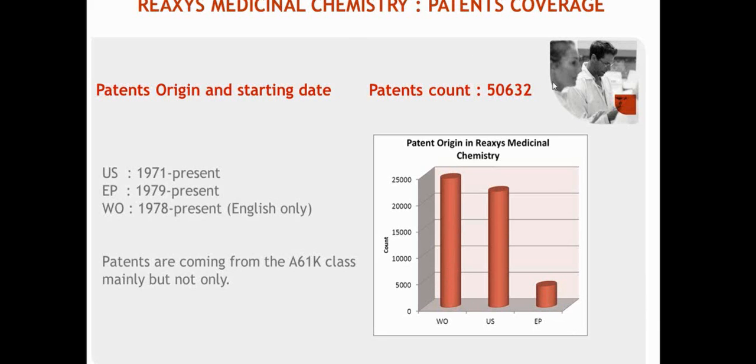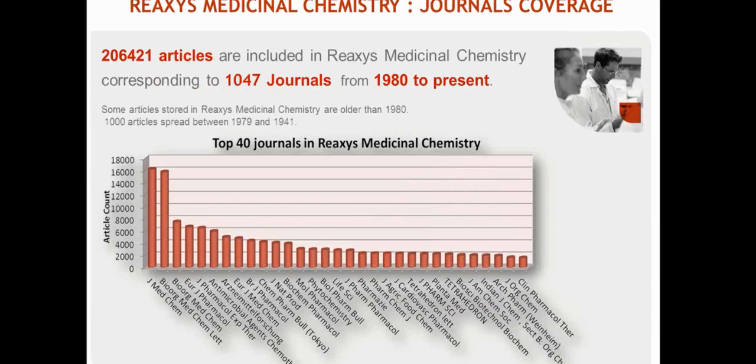And there's over 1,000 journals that are covered by Reaxis Medicinal Chemistry from 1980 to present. And you can see the top 40 journals here. These should be very familiar to anyone working in the medicinal chemistry area. J Med Chem, Bioorganic & Medicinal Chemistry Letters, Bioorg Med Chem, European Journal of Pharmacology, etc. And there's over 200,000 articles that are included in Reaxis Medicinal Chemistry. So all of these journals are actively being read. All the relevant data is being extracted out, and then it's being put into Reaxis Medicinal Chemistry.